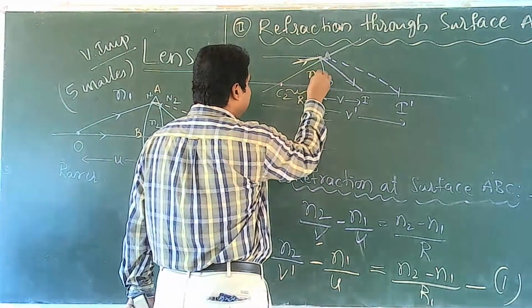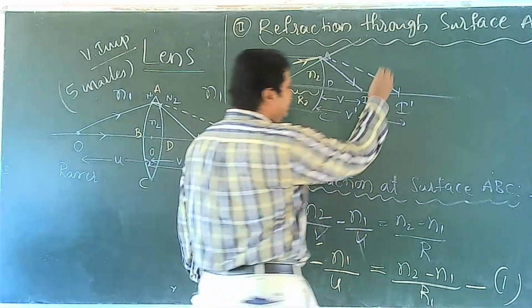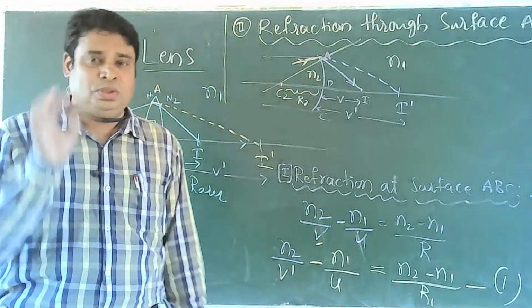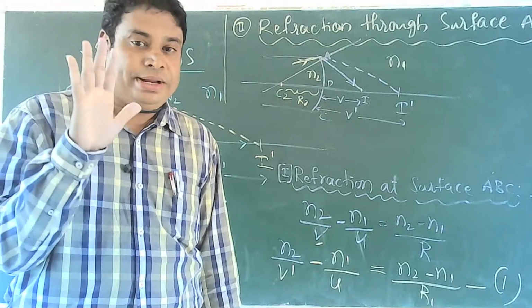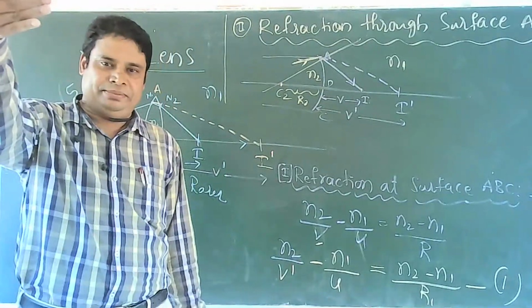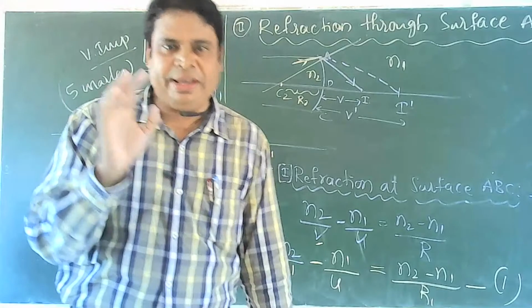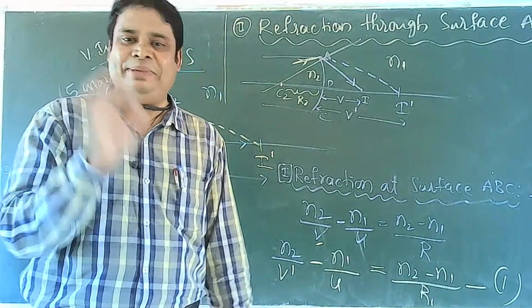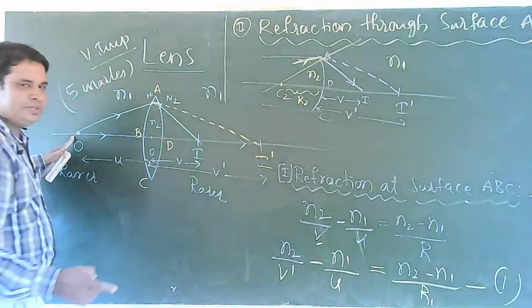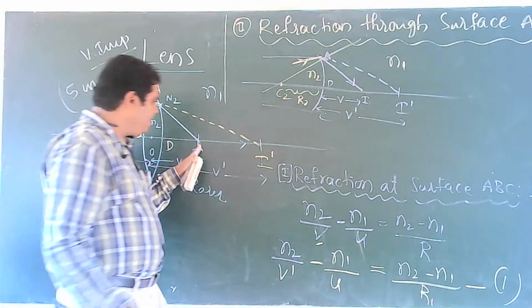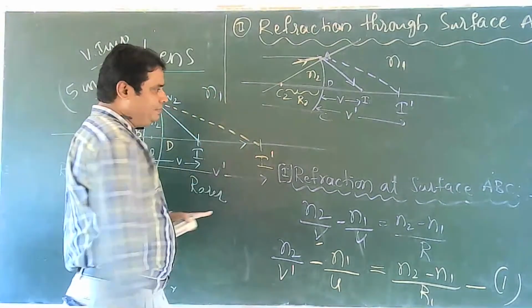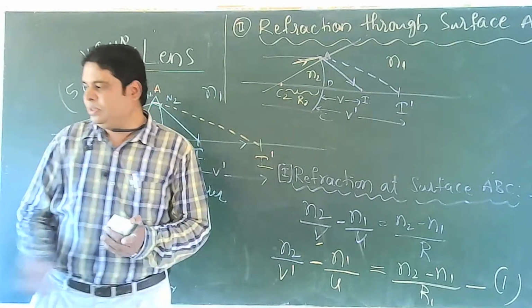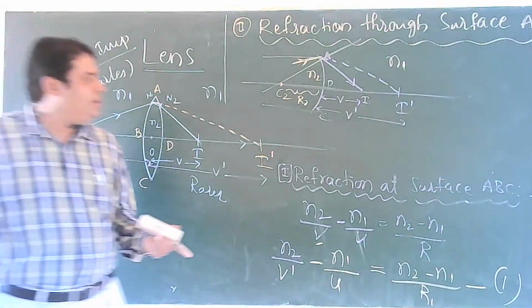Now remember, this is N2, correct? This is N1. As I said earlier, you have to keep in mind the final image is formed in the rarer medium. Your object is placed in the rarer medium. See here, this is the object, in the rarer medium. This is the final image, in the rarer medium. If you know this, then your derivation will be very easy.